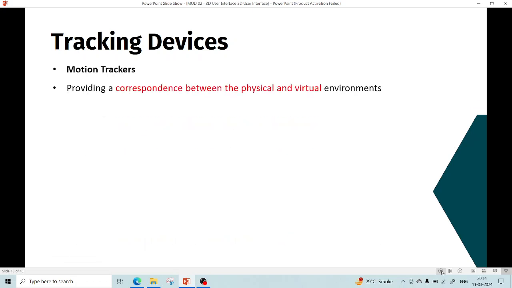One of the most important aspects of 3D interaction in the virtual world is providing a correspondence between the physical and virtual environments. Having an accurate tracking is a critical part of making interaction techniques usable for the virtual environments.